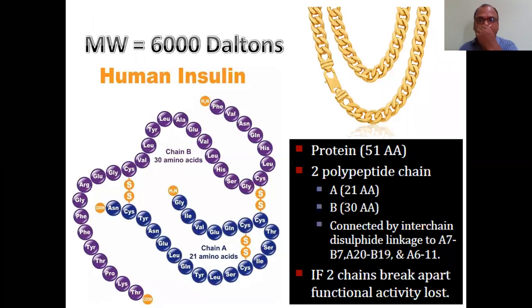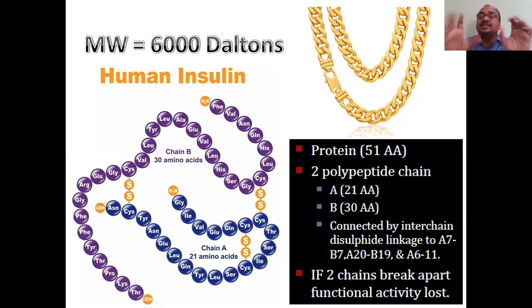Next is the molecular weight of insulin. See, an insulin bottle consists of insulin. In that insulin, what does it consist of? What is the structure of insulin? Insulin molecular weight is 6,000. 6,000, first of all.